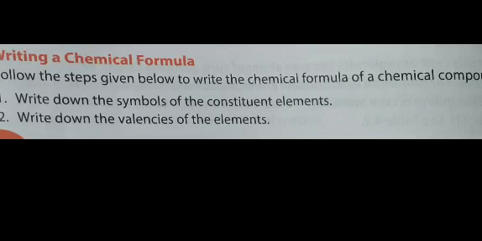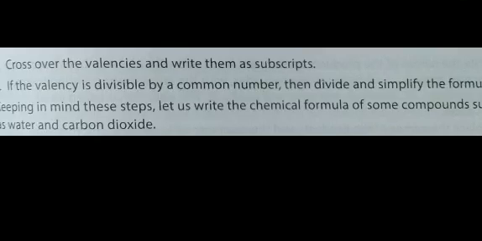Now, we are going to write a chemical formula and we are going to follow the steps. There are a total of 4 steps. The first step involves writing down the symbols of the constituent elements. Step 2, writing down the valencies of the elements. Third step, cross over the valencies, which means exchange the valencies and write them as subscripts. Subscripts means they will be written at the bottom.